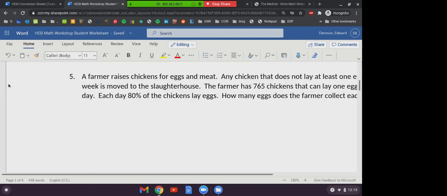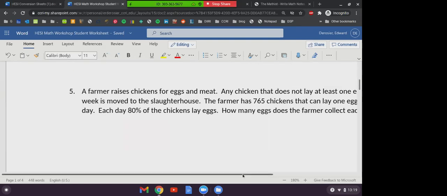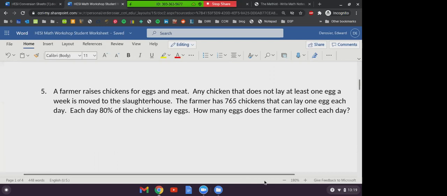All right, this one here, number 5, it says a farmer raises chickens for eggs and meat. Any chicken that does not lay at least 1 egg a week is moved to the slaughterhouse. Farmer has 765 chickens that can lay 1 egg each day. Each day, 80% of the chickens lay eggs. How many eggs does the farmer collect each day?